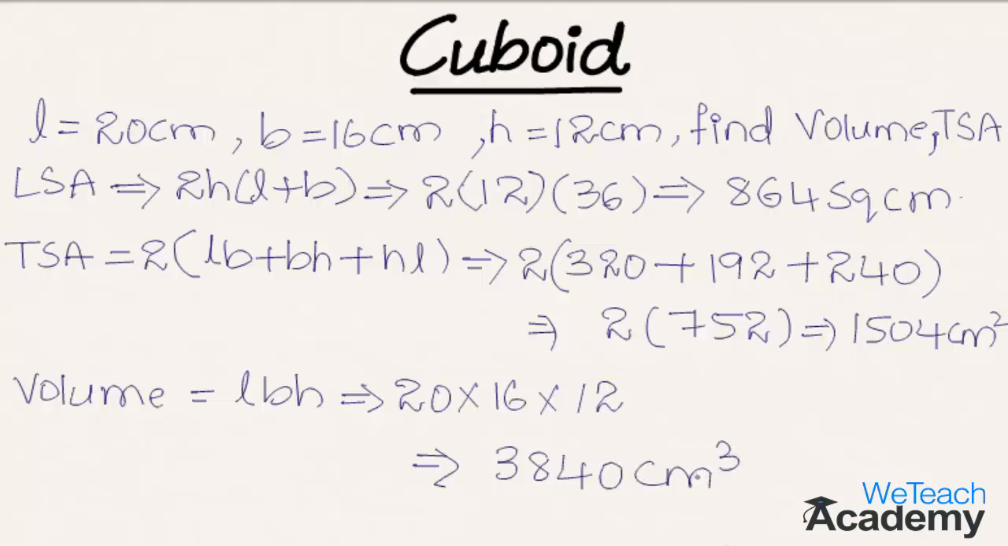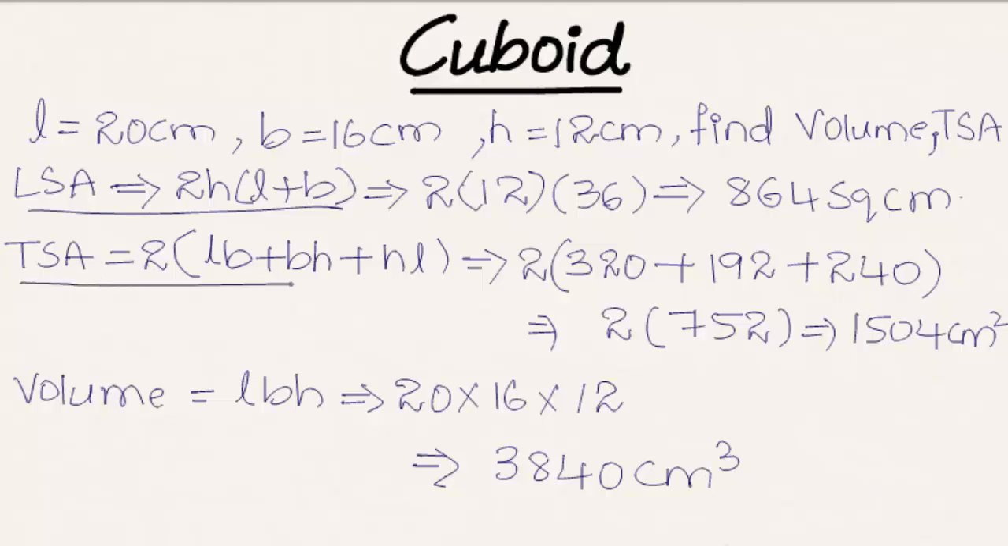So make a note of the formulas. The lateral surface area of a cuboid is given by the formula 2H into L plus B, whereas the total surface area is given by the formula 2 times of LB plus BH plus HL, and the volume of a cuboid is given by the formula length into breadth into height cubic units. So this was a basic introduction on cuboid.